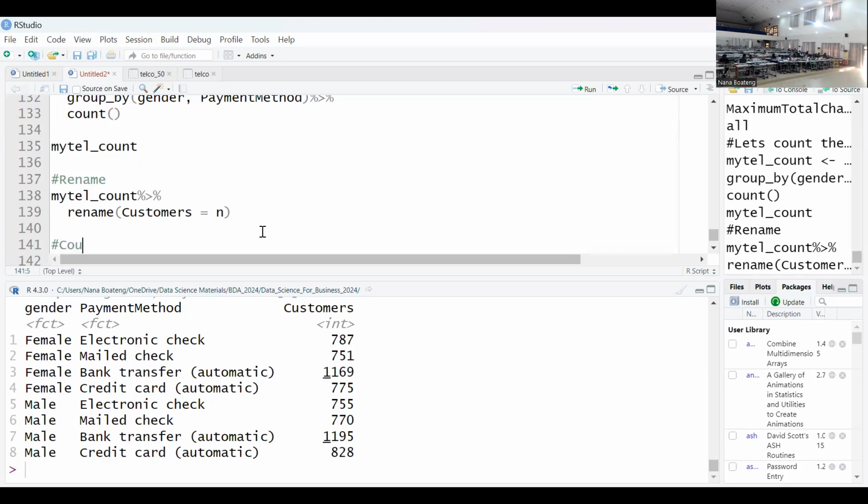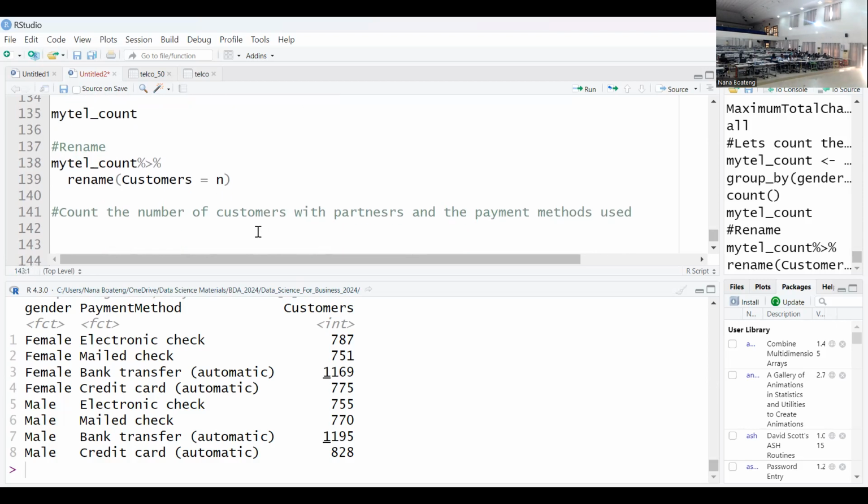So count the number of customers with partners who use different payment methods and the payment methods used. Okay. So when we finish, we can do that with those who do not have partners.